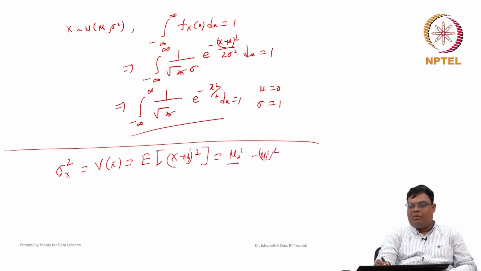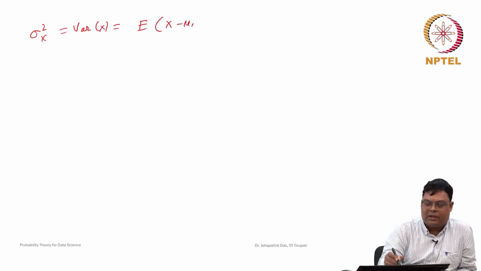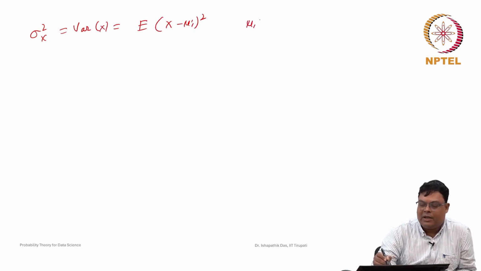Either you can find mu 2 dash and then subtract, but because this density function contains an x minus mu whole square term, maybe it will be convenient to find it using this formula directly. So, let us find that out. Sigma square x, the variance of x, is nothing but the expected value of x minus mu 1 dash whole square. Now mu 1 dash is mu, which we have already found. So this is the expected value of x minus mu whole square.